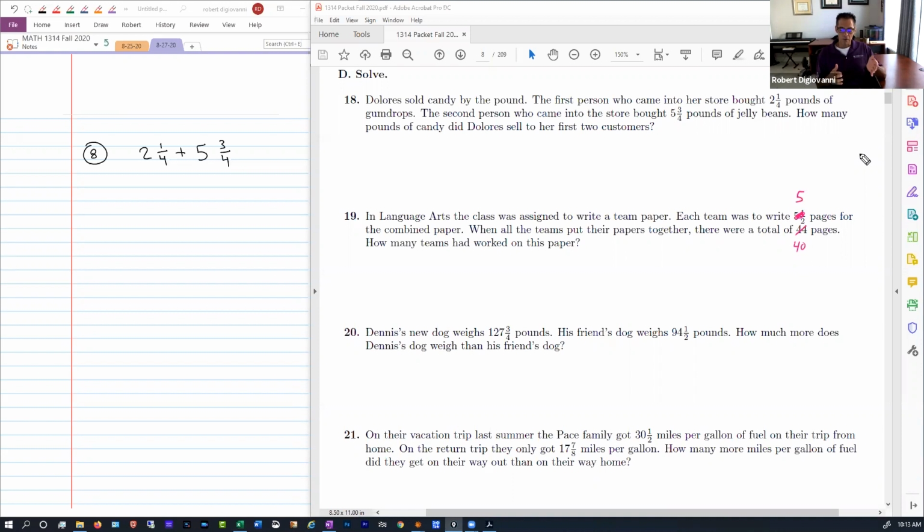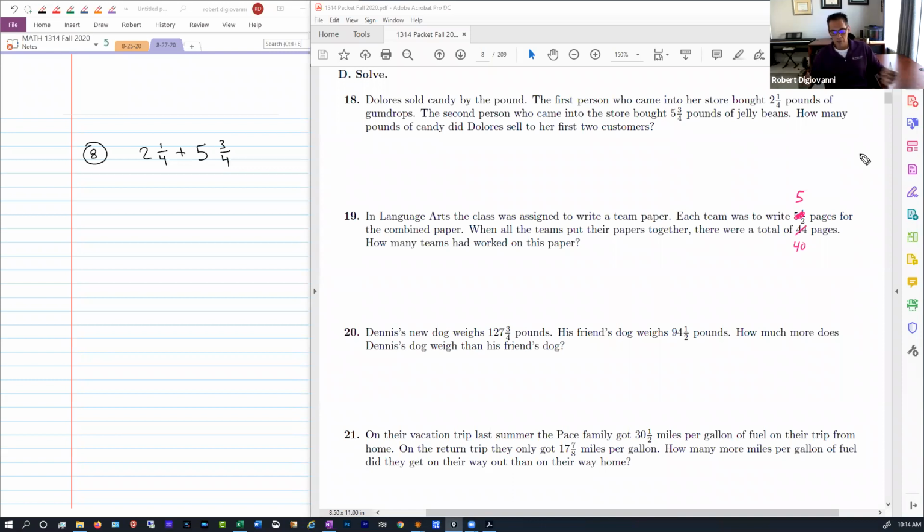Okay, so now Anastasia, let's read through this again. In language arts class, they were assigned to write a team paper, right? Yeah. Each team had to write 5 pages. When all the teams put their papers together, there were 40 pages total. How many teams worked on this? Oh, are we dividing? We're dividing. Okay, do y'all see how much easier it is to understand the problem if you make the numbers a little bit easier to work with in your head?